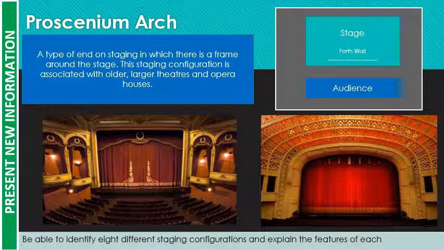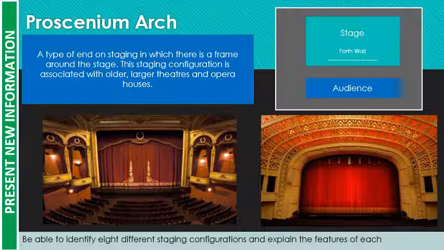The first staging configuration that we're going to be looking at is proscenium arch. So proscenium arch is a type of end-on staging in which there is a frame around the stage. This staging configuration is associated with older, larger theatres and opera houses. It is probably the most common configuration used within the UK. When we went to see Woman in Black, it was a proscenium arch theatre, along with the majority of the theatres within the West End.